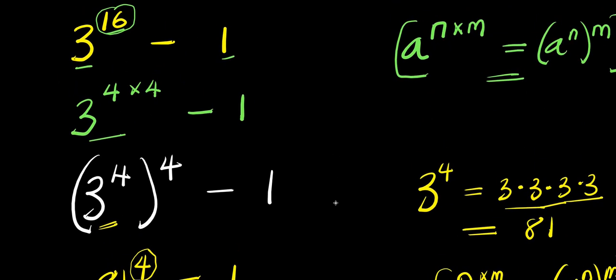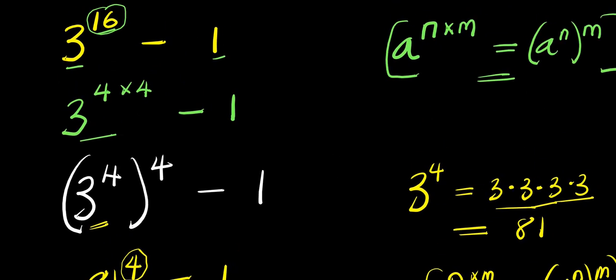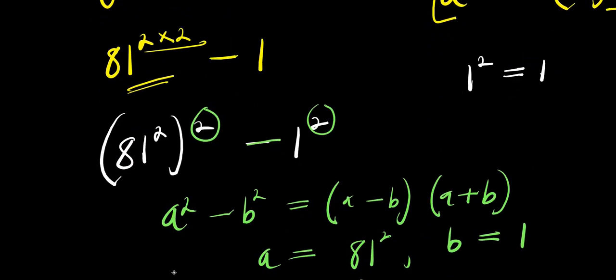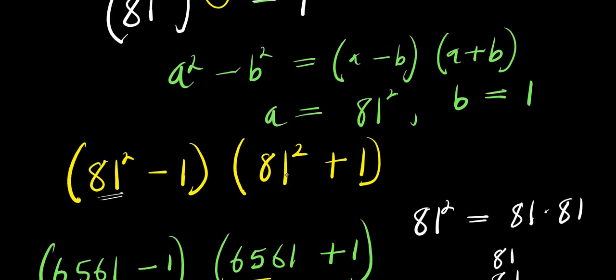Now guys, if you want me to run a quick recap, what you need to do is express 16 as a product of 4 times 4, 3 power 4. Remember the identity here. You have 81 power 4 minus 1. You express this 4 as a product of 2 times 2. You have that. At this point, you can have difference of 2 squares because 1 power 2 is the same thing as 1. Apply the concept of difference of 2 squares like this.